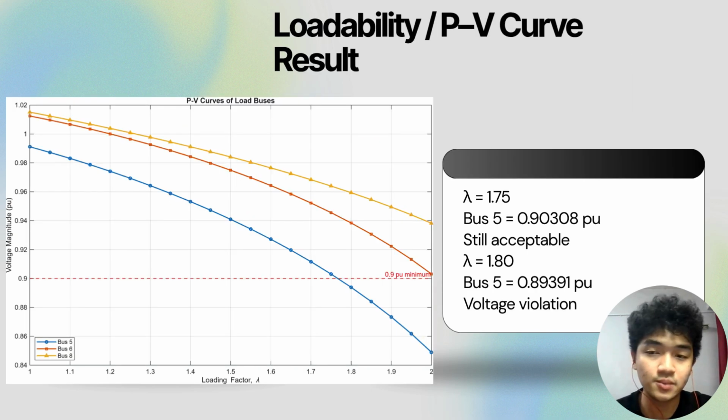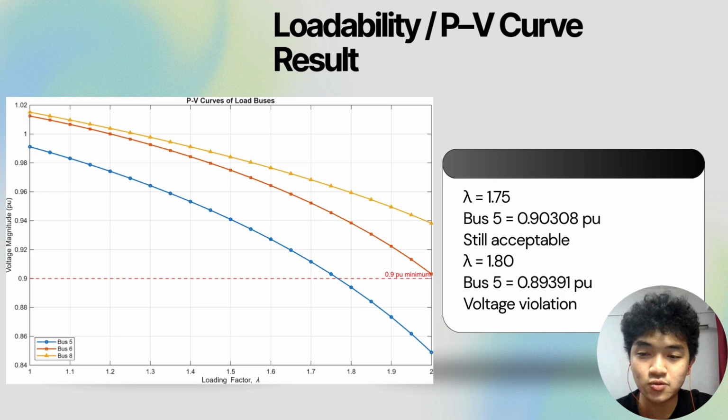This slide shows the PV curve result for the load buses. The PV curve shows how the voltage changes as the loading factor increases. From the graph, the voltage decreases as the load increases. Among bus 5, bus 6, and bus 8, bus 5 drops the fastest. At lambda equal to 1.75, the bus 5 voltage is 0.90308 per unit, which is still slightly above the minimum limit.